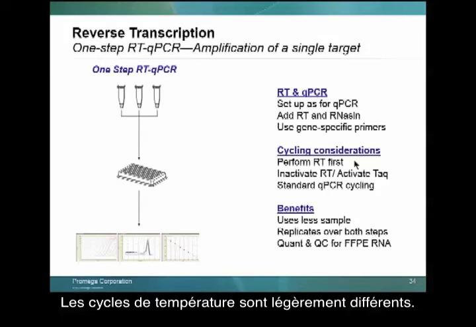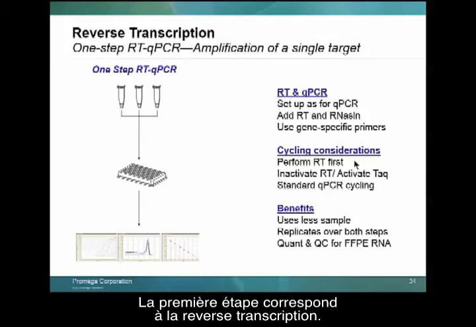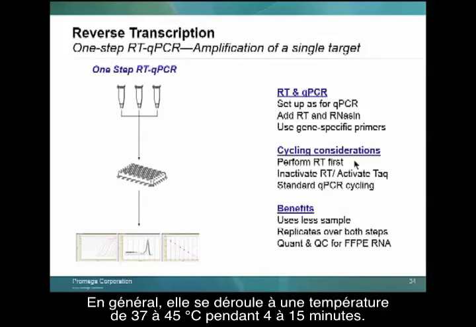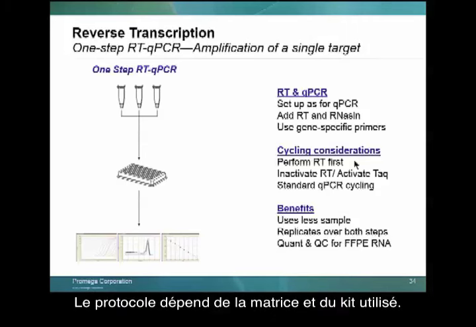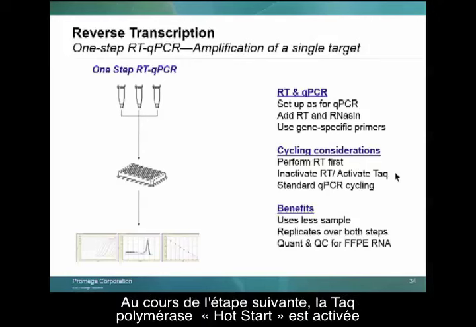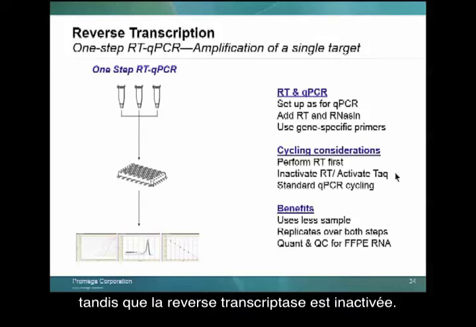The cycling is slightly different. You will have the reverse transcription step first, and that's usually performed somewhere around 37 to 45 degrees Celsius for something like 5 to 15 minutes, and your protocol may vary depending on your template and your kit. There's then activation of your hot start Taq, which performs double duty then and inactivates the RT, and then you have standard qPCR cycling.